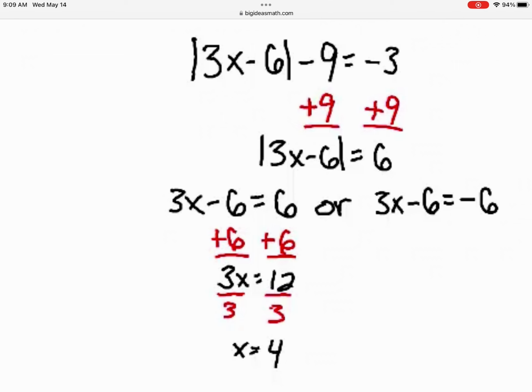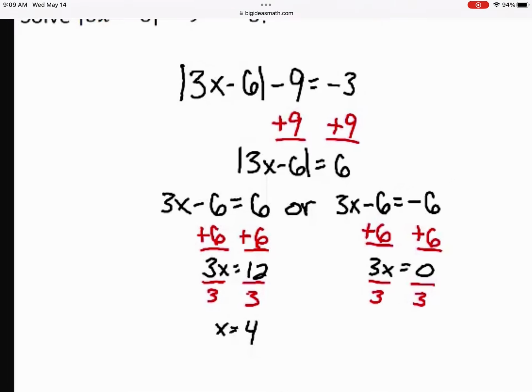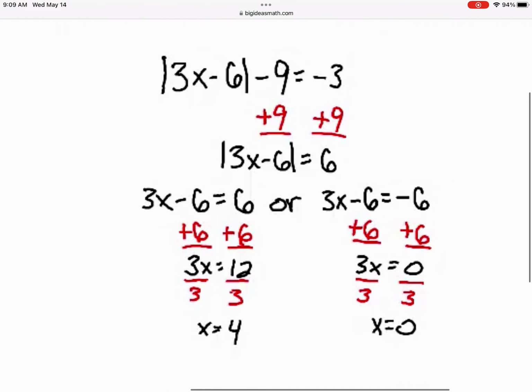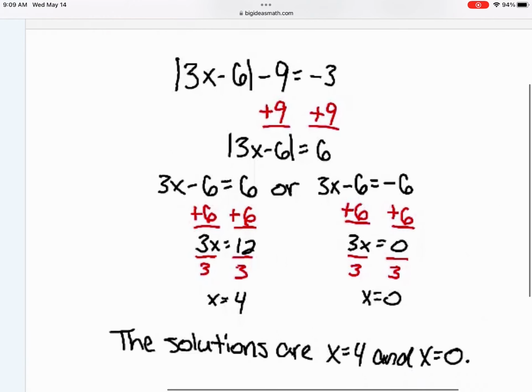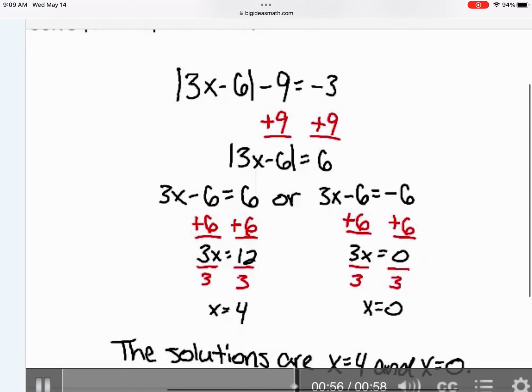Similarly, to solve 3x minus 6 equals negative 6 for x, first add 6 to each side, giving you 3x equals 0. Then divide each side by 3, leaving you with x equals 0. So the solutions are x equals 4 and x equals 0.